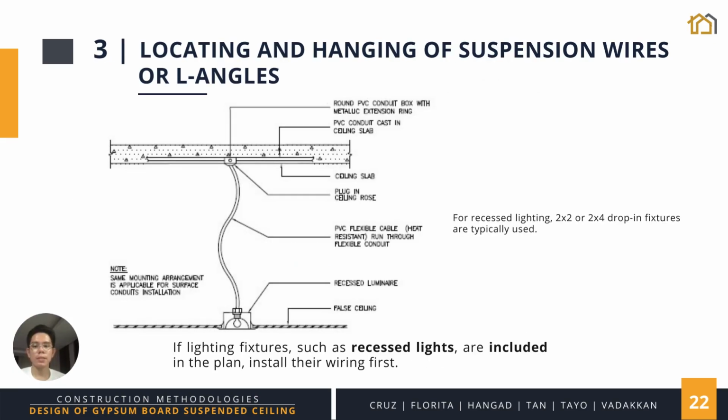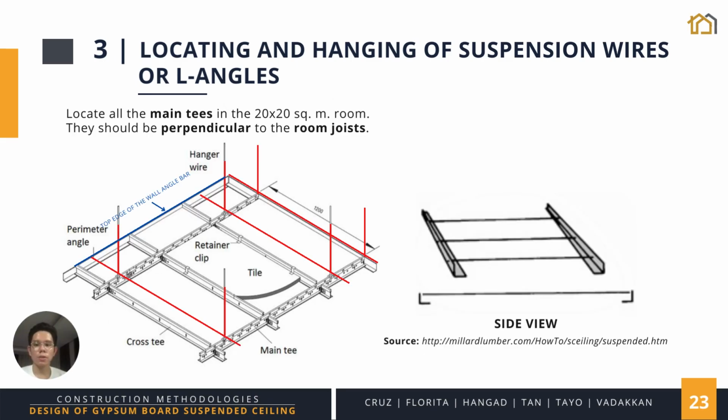The next major step is the location and hanging of the supporting suspension wires or L-shaped angles. Before we map out and install the supporting elements, we need to ensure first that other fixtures such as lighting fixtures, among others, are already established. This is for practicality purposes, as constructing other fixtures, wires, or ducts will be more difficult and problematic once the grid system is already established.